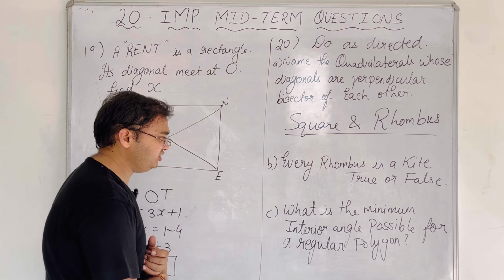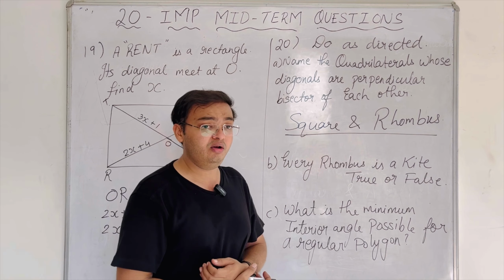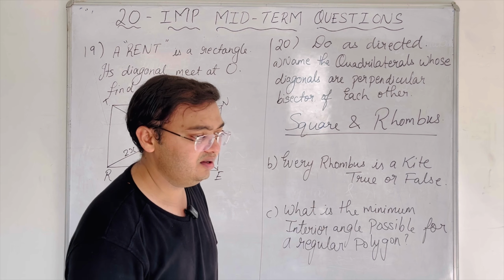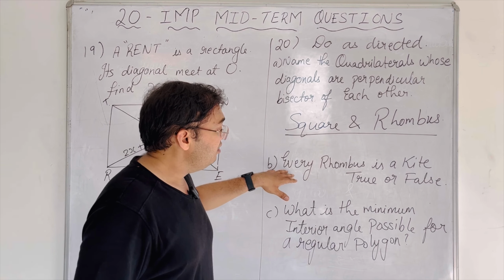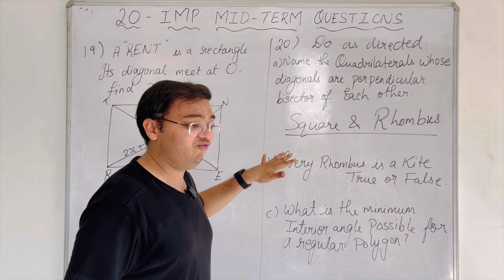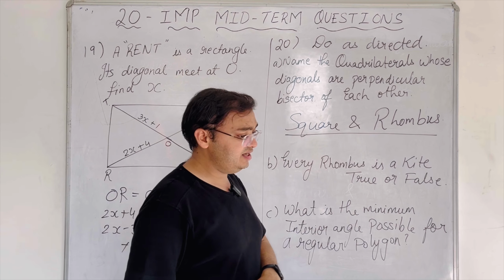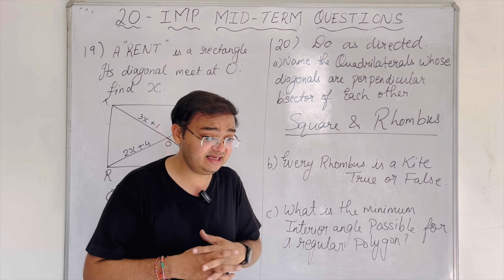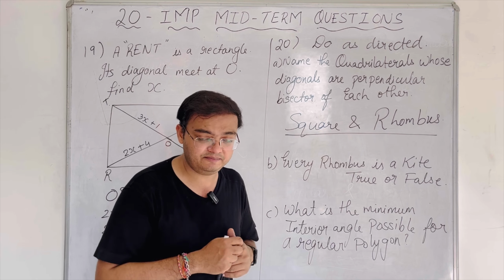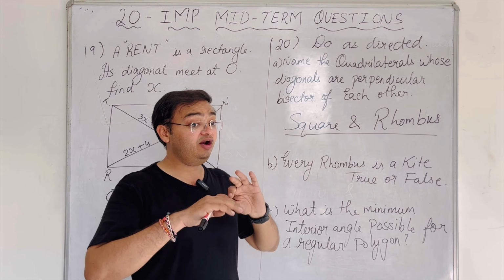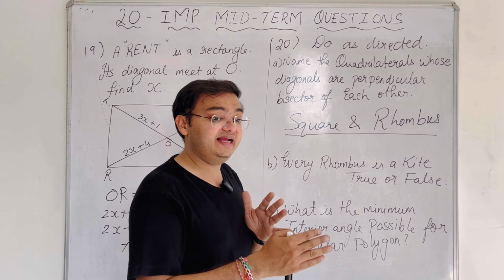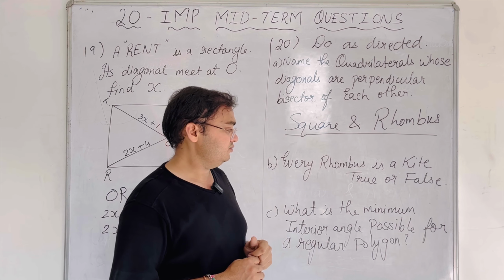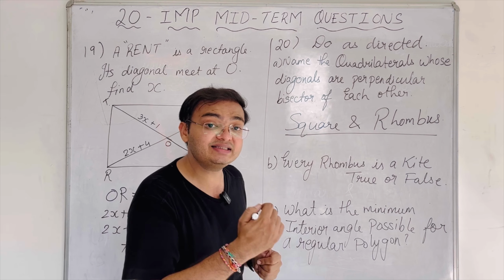Moving to the next question: every rhombus is a kite. Looking at this question, you might think the answer is false, but I would say it's true. Let's understand how. You feel it is false, but it is right. Let us recall the properties of the rhombus. All four sides are the same, or I can say opposite sides are the same. I can also say that adjacent sides are the same. Moreover, opposite angles are the same.